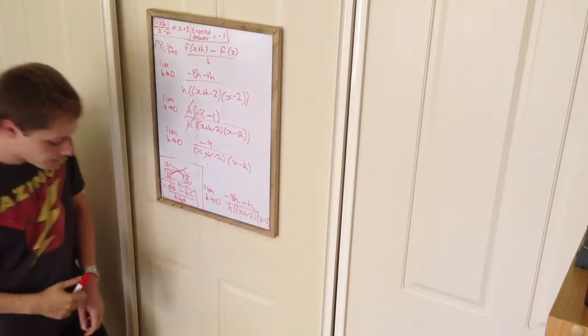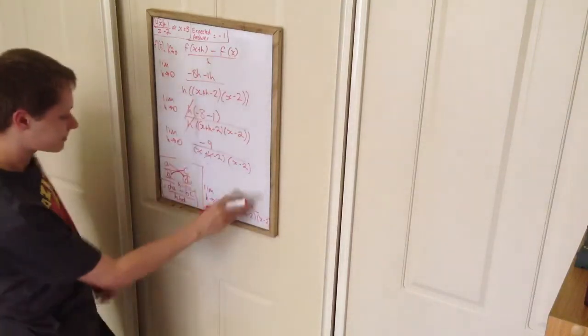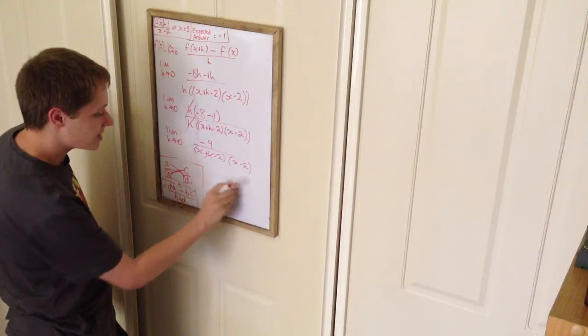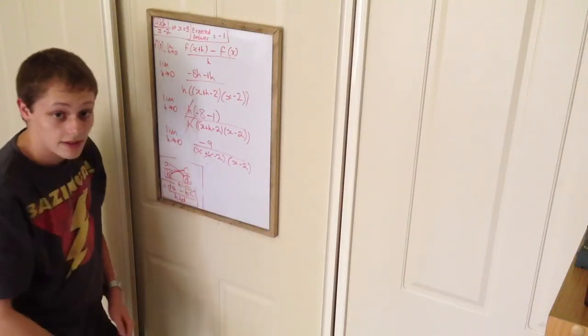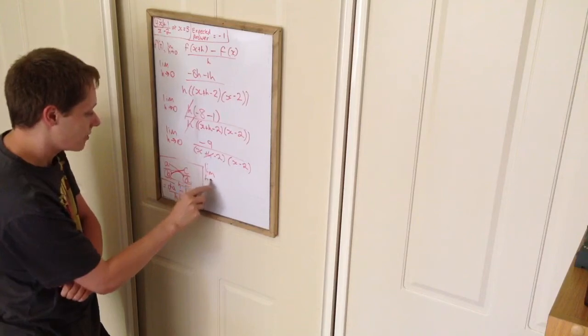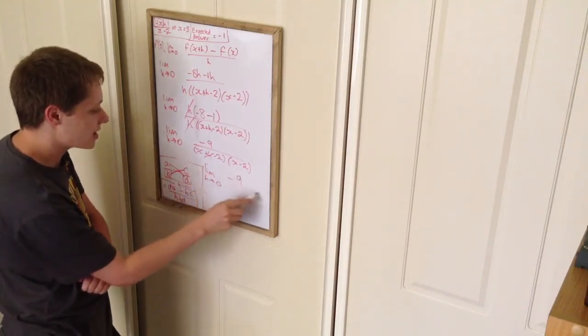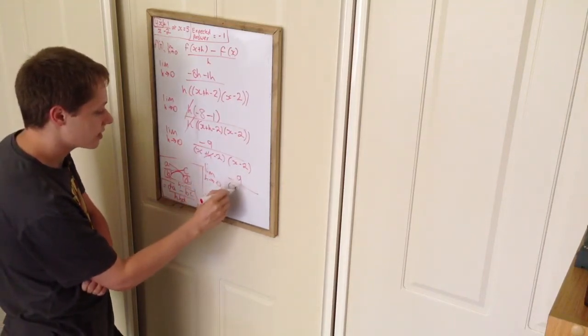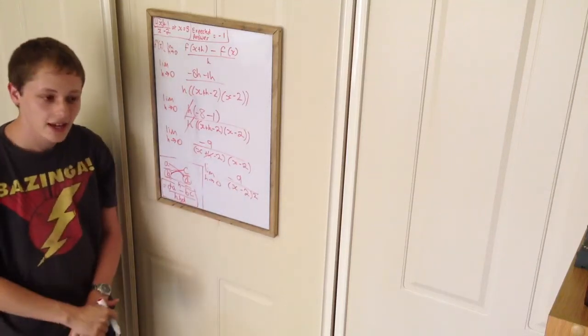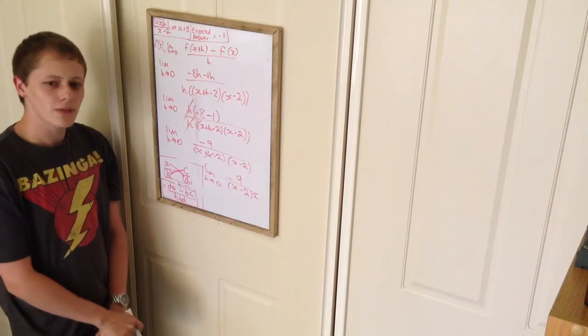So now, if I just pick up my eraser, we're going to go ahead and we're going to see something similar. If you watch the first video, you may remember this. We have negative 9 over x take 2 squared.